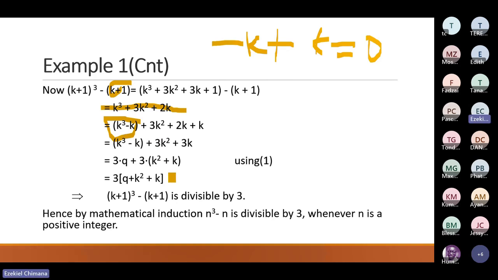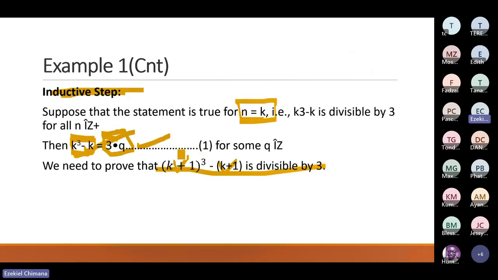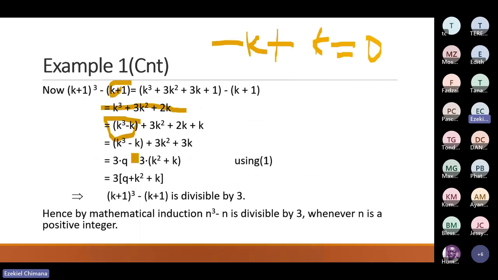It's now equal to what? It's now equal to this one in equation 1, which is equal to 3q. So if you simplify this one, it will give you a 3. So you end up having 3q plus 3 times k squared plus k. And from here, you can factor out this 3. By factoring out this 3, you are left with 3 times q plus k squared plus k.